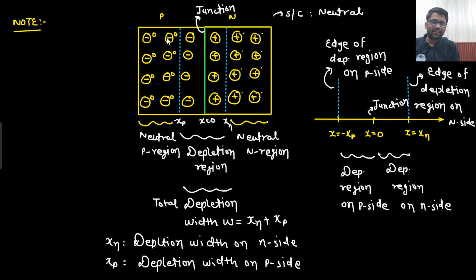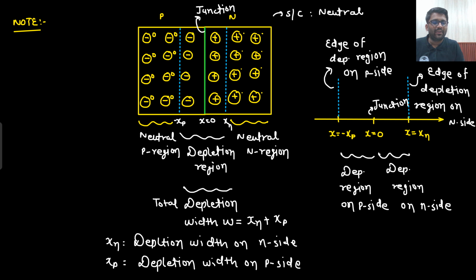Neutral N side, neutral P side, depletion region of N side, depletion region of P side, junction, total depletion width, edge of depletion on P side, edge of depletion on N side, depletion width of P side, depletion width of N side. Naming is clear to you. So whenever I explain a particular concept, I will take these names and you will not be getting confused, right?